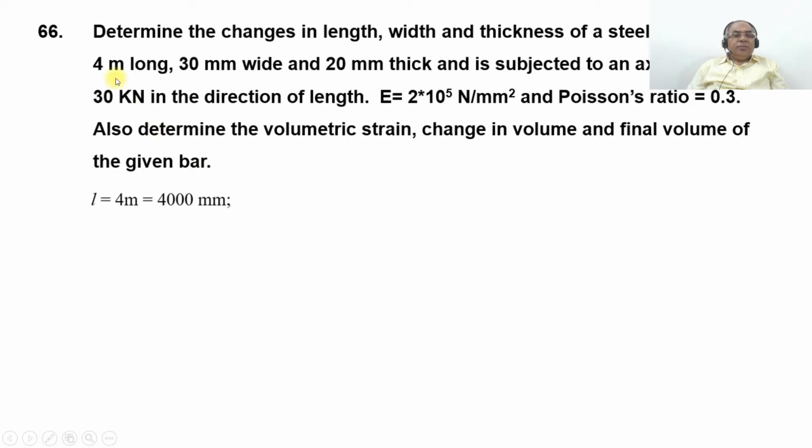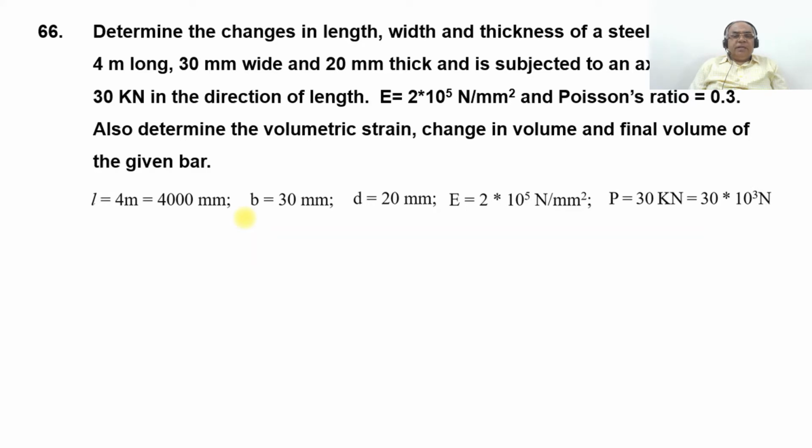The length is given to be 4 meter long, so naturally L will be equal to 4000 mm. Then B is 30 mm wide, B is equal to 30 mm, and D is equal to 20 mm. And E equals 2 into 10 to the power of 5 Newton per mm square, and P equals 30 kilonewton, so 30 into 10 to the power of 3 Newton, and 1 by m is Poisson's ratio, which is 0.3.